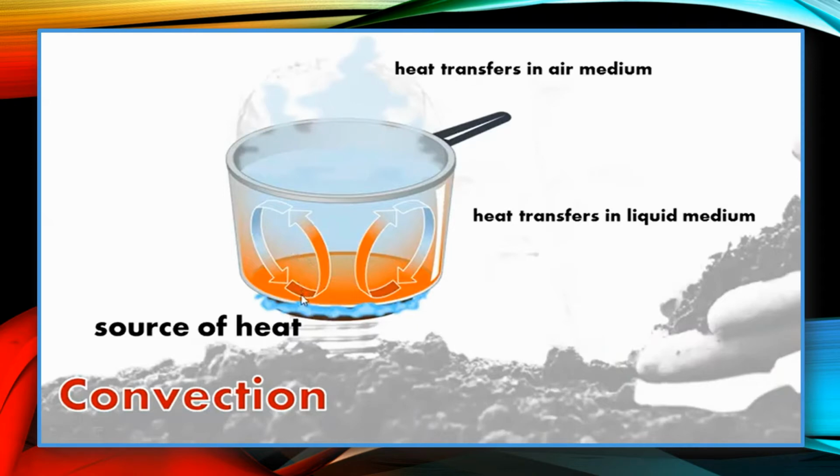Next one, we have convection. Here we have the source of heat, then the heat will travel to liquid particles or gas particles. We have the source of heat, the flame. When you are boiling water, the heat will transfer to the water, and the heat from the flame will also produce smoke, and that smoke has heat, so the heat travels through that medium, which is gas. So there is heat transfer in an air medium and heat transfer in a liquid medium. Thus, that is what we call convection.